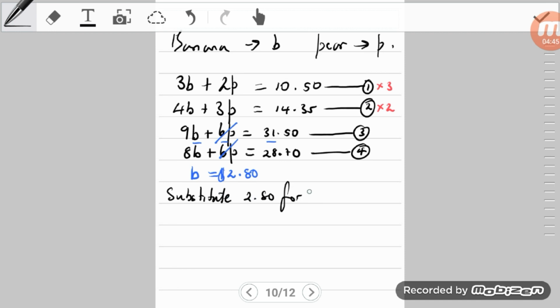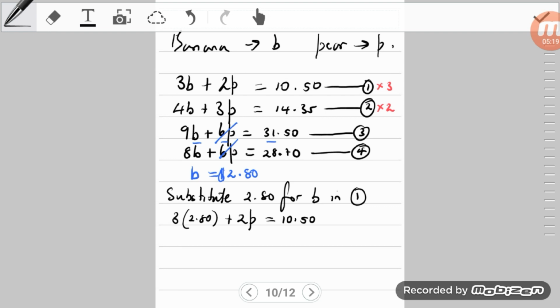$2.80 for the cost of a banana in, and we can choose either equation 1 or 2, preferably I'm going to be using equation 1, but if you were to choose equation 2, it would be the same thing. We are now going to be able to eliminate the cost of the banana, which we now know, in order to find the cost of a pear. So in equation 1, we have 3b, so that's 3 times the value of b, which we now know is 2.80. And then we're going to be adding 2 pears, that's 2p, that's going to be equal to 10.50.